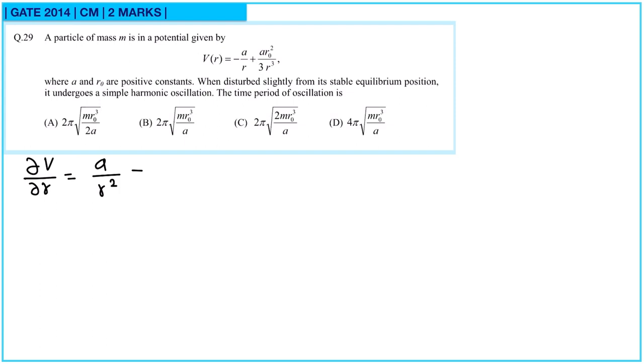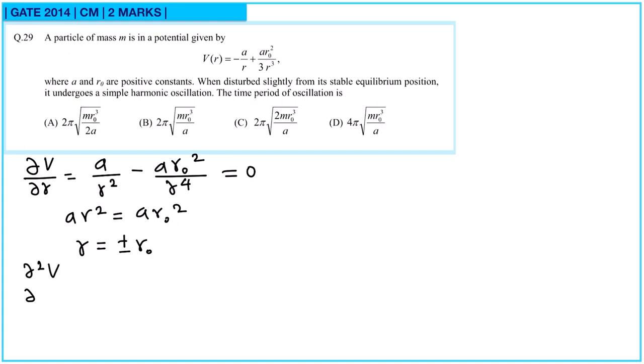minus A r naught square upon, here we will have 3, and it will be 3 r raised to 4. So 3 will cancel. So r raised to 4. And it should be equal to 0. That means A r square is equal to A r naught square. That means r is equal to plus minus r naught.